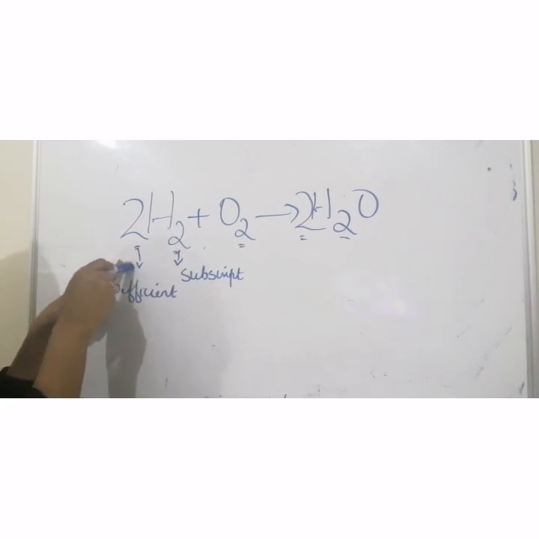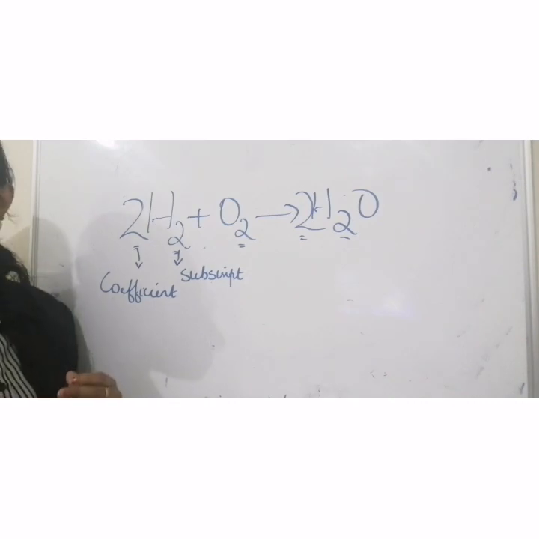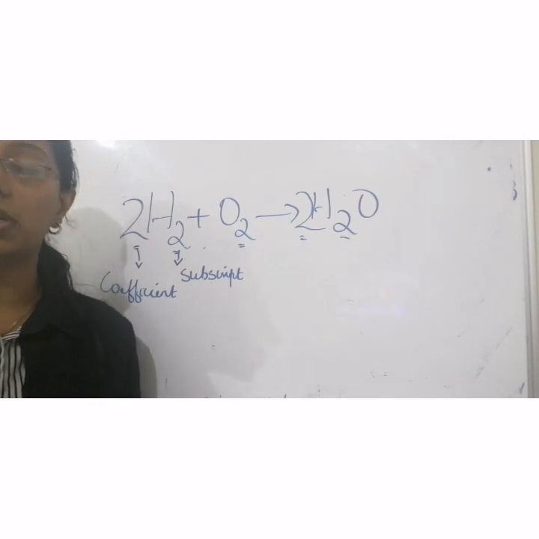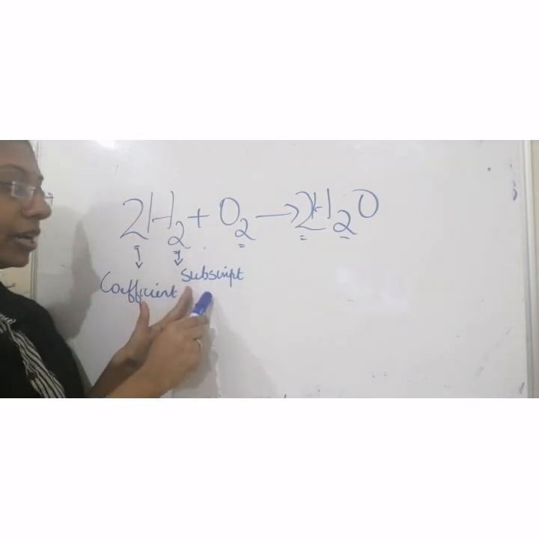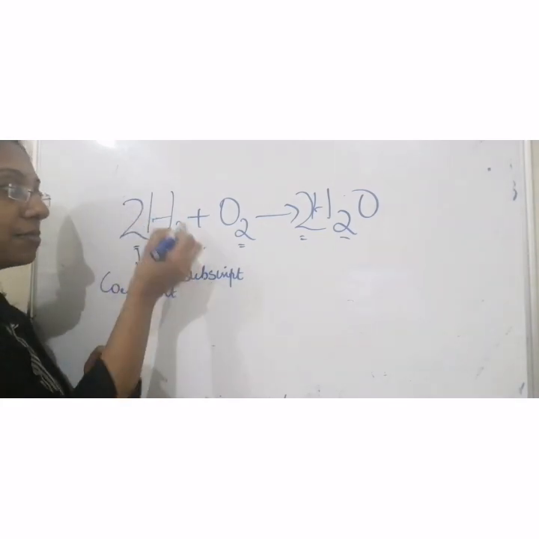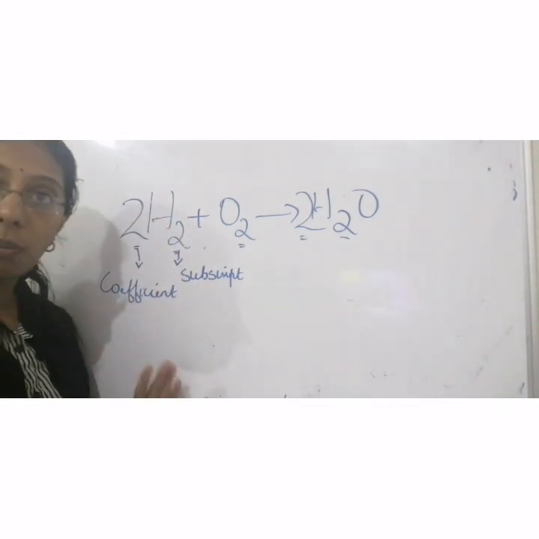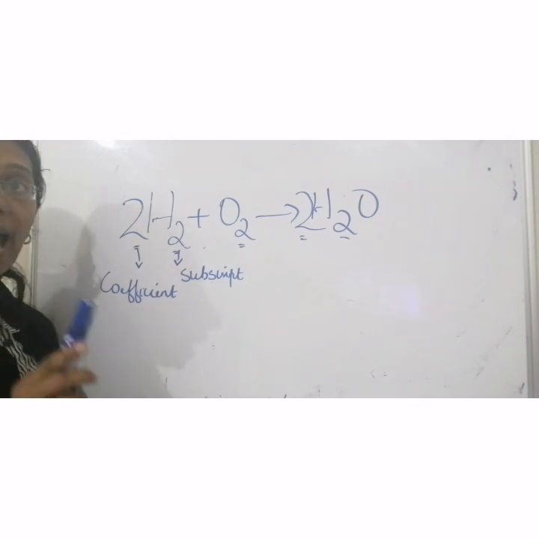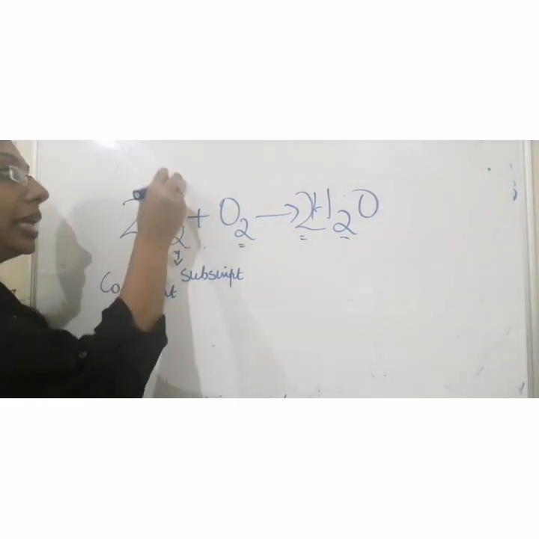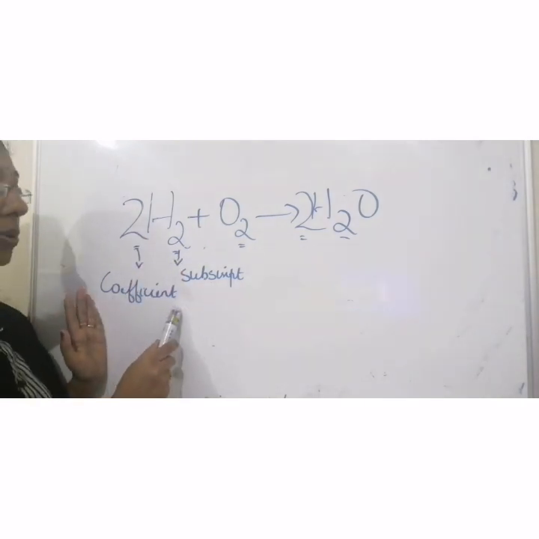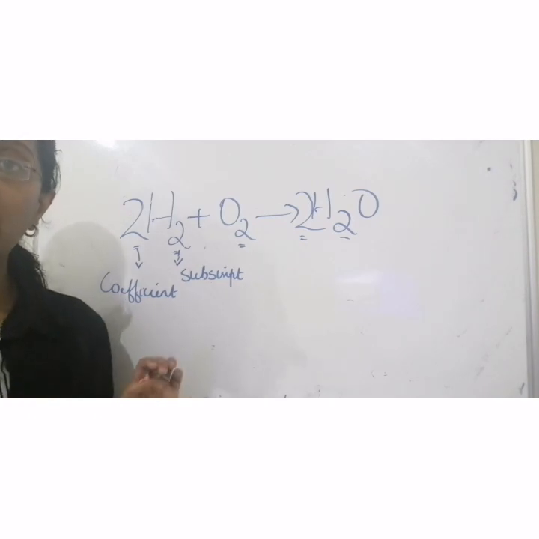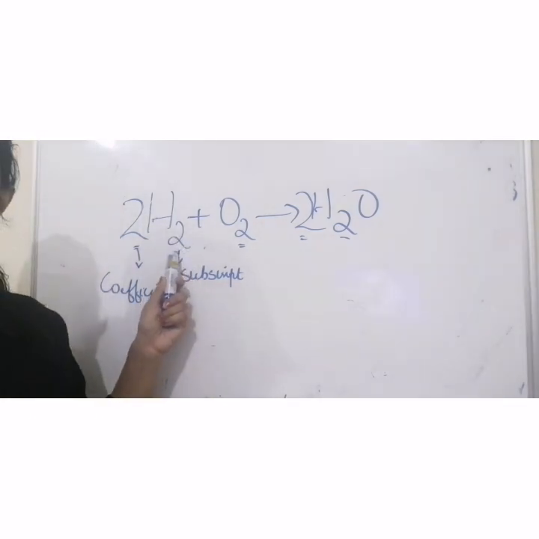The coefficient represents the number of molecules participating in a chemical reaction. Whereas the subscript represents the number of atoms of that element present in that compound or in that molecule. The coefficient represents the number of molecules participating in a chemical reaction, and the subscript represents the number of atoms of that element in that compound.